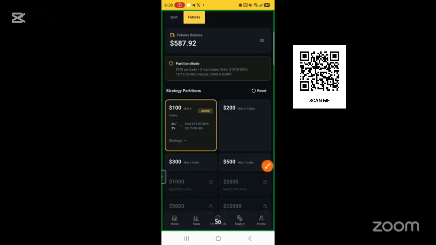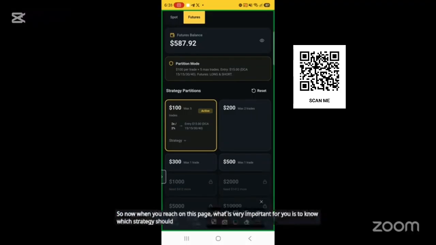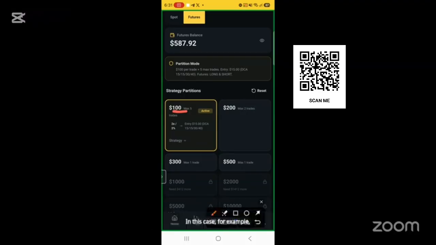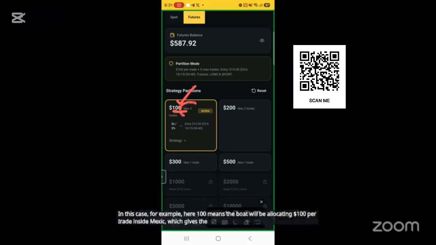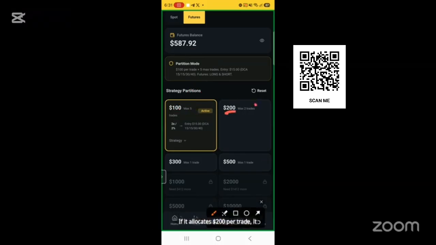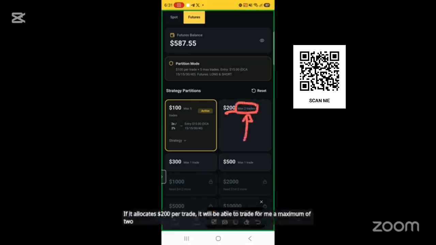Now when you reach this page, what is very important is to know which strategy you should use. Each strategy defines how much money the bot will be able to allocate per trade inside your exchange. In this case, 100 means the bot will be allocating $100 per trade inside my exchange, which gives the bot a chance to trade for me a maximum of 5 trades using my capital of $500.87. If it allocates $200 per trade, it will be able to trade for me a maximum of 2 trades inside my exchange.